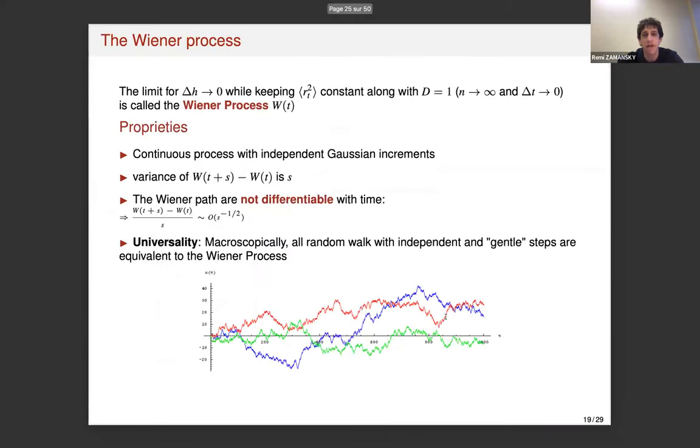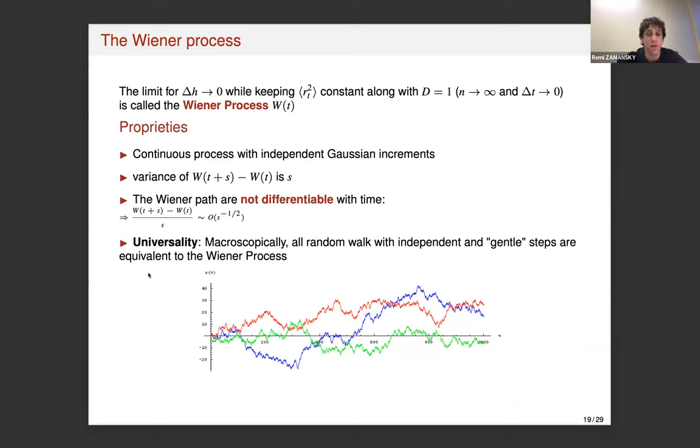And from that, we can define the Wiener process, by taking a specific limit. You take the step size going to zero, but at the same time, as you are reducing the step size, you keep the same end-to-end average squared distance constant. That means that as you reduce the step size, you are increasing the number of steps. That limit is called the Wiener process, and that's a very basic ingredient of stochastic calculus.